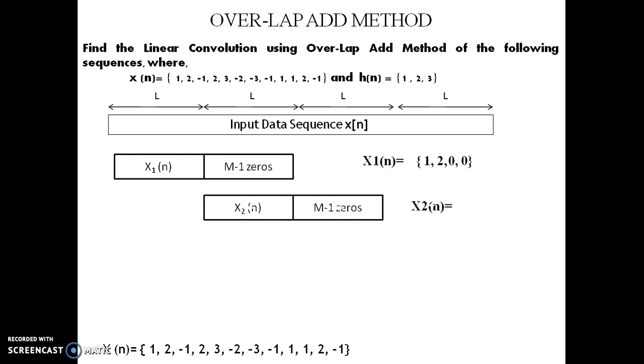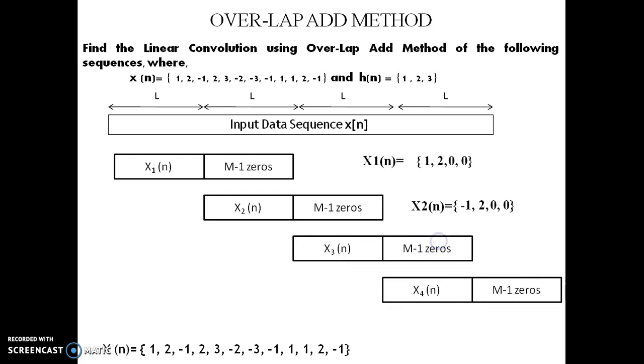the first x1n is considered as 1 2 and then the next two are considered as zeros. Similarly, for the second sequence we follow the same thing: -1 2 is considered as the x2n sequence and m-1 number of 0s. In a similar way we write down up to the total number of sequences, which is 12. That means we are subdividing by 2 because L is considered as 2, and then the total sequences we have are 6, so x1n to x6n.